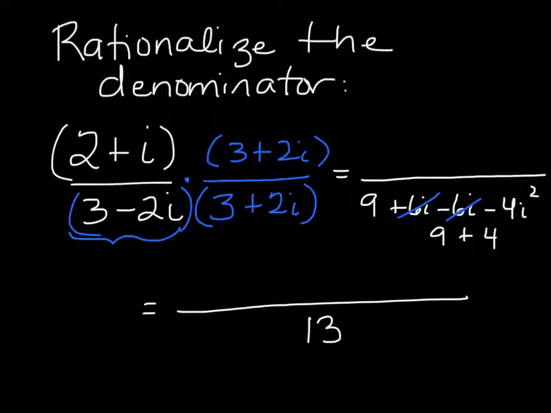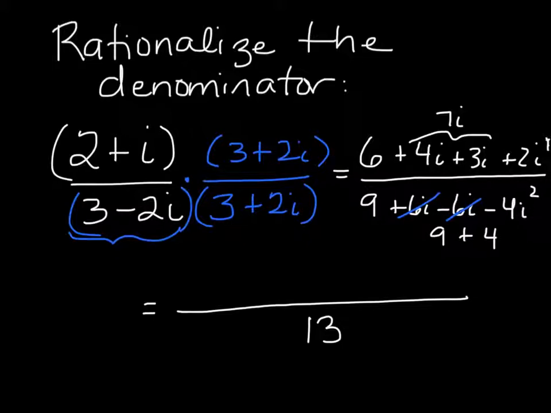So let's see. I have a 6. My outer gives me a 4i. My inner gets me a 3i, and then plus 2i squared. Okay, so these combine to 7i. And then the back now, 2i squared is really going to be a minus 2, because the i squared is a negative 1 times positive 2 gets me a minus 2. So I end up with a 4 plus 7i, all over 13. So there's multiple ways to write this.